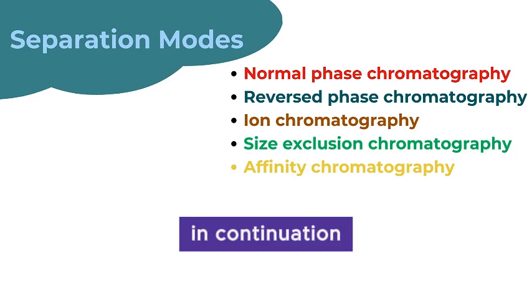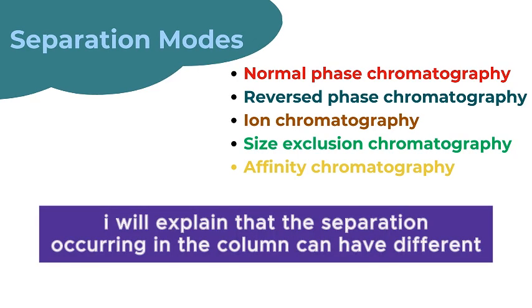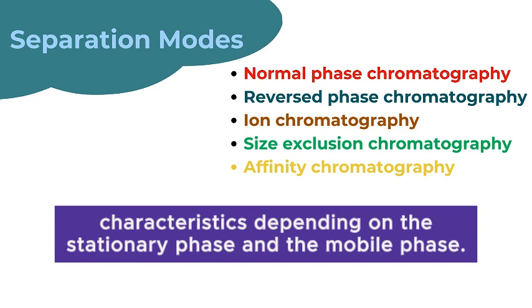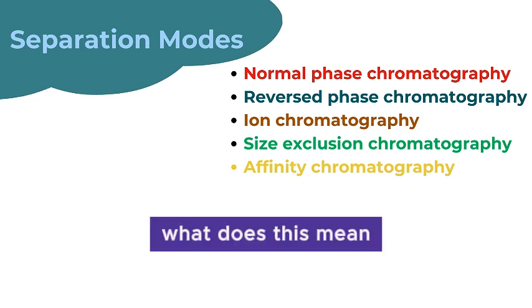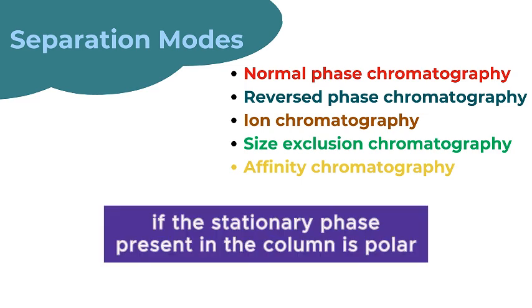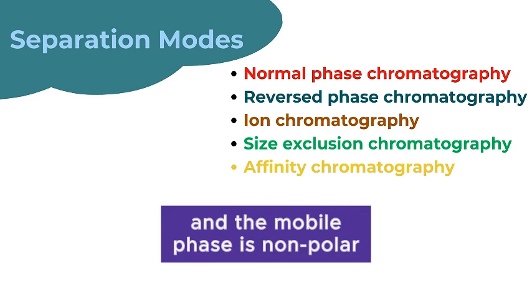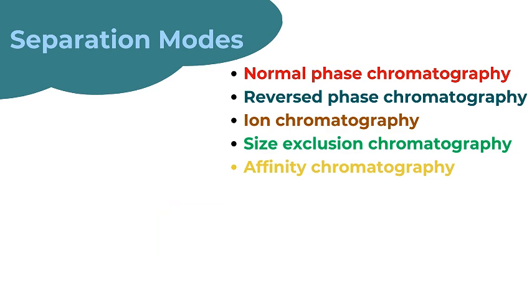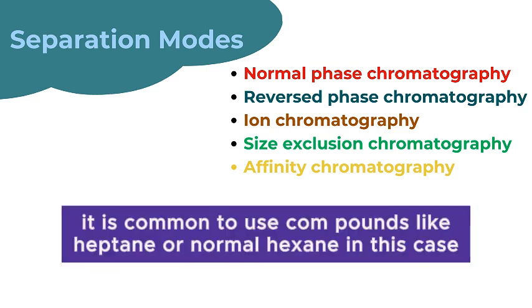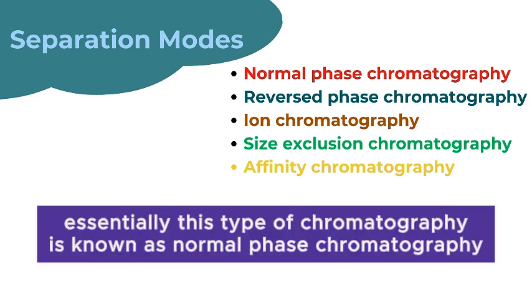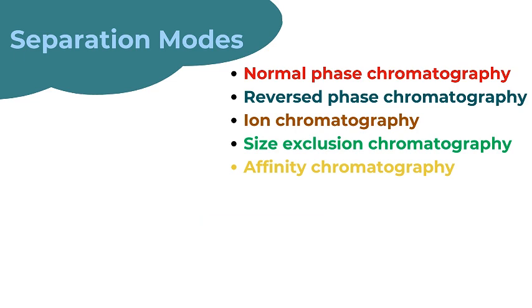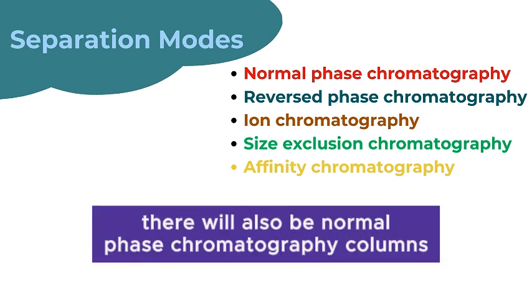In continuation, I will explain that the separation occurring in the column can have different characteristics depending on the stationary phase and the mobile phase. What does this mean? If the stationary phase present in the column is polar, meaning it is made of silica, and the mobile phase is nonpolar, it is common to use compounds like heptane or normal hexane in this case. Essentially, this type of chromatography is known as normal phase chromatography. Therefore, there will also be normal phase chromatography columns.